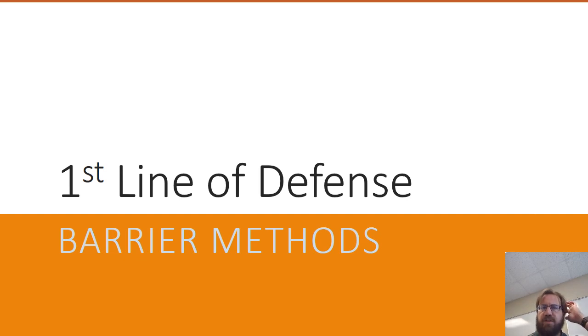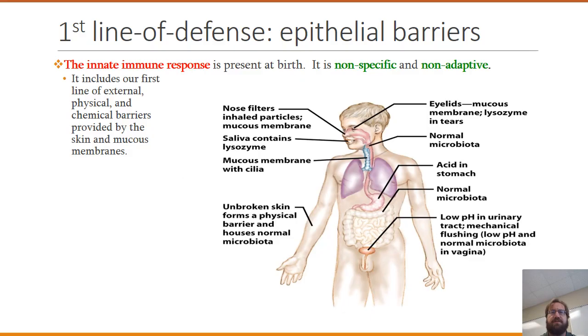All right, let's take a little bit closer look at those barrier methods. The epithelial barriers are our first chance to defend against an attack by some sort of pathological agent, and generally they're very effective. Unbroken skin, for example, forms a complete physical barrier, and as long as you don't have any cuts or abrasions on your skin, it's a pretty good way of keeping bacteria out of your body.